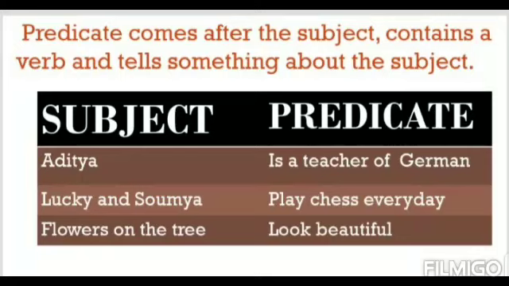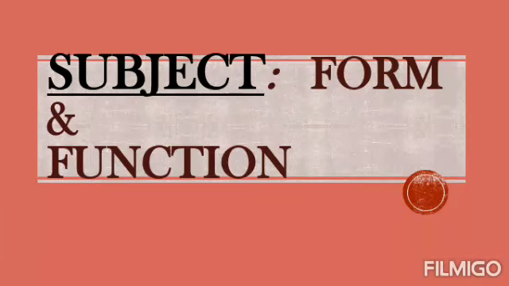In the second sentence, Lucky and Soumya, what do they play? They play chess every day. So, what is the predicate? Play chess every day. In the third sentence, flowers on the tree, what do they do? They look beautiful. So, look beautiful is the predicate in the third sentence.